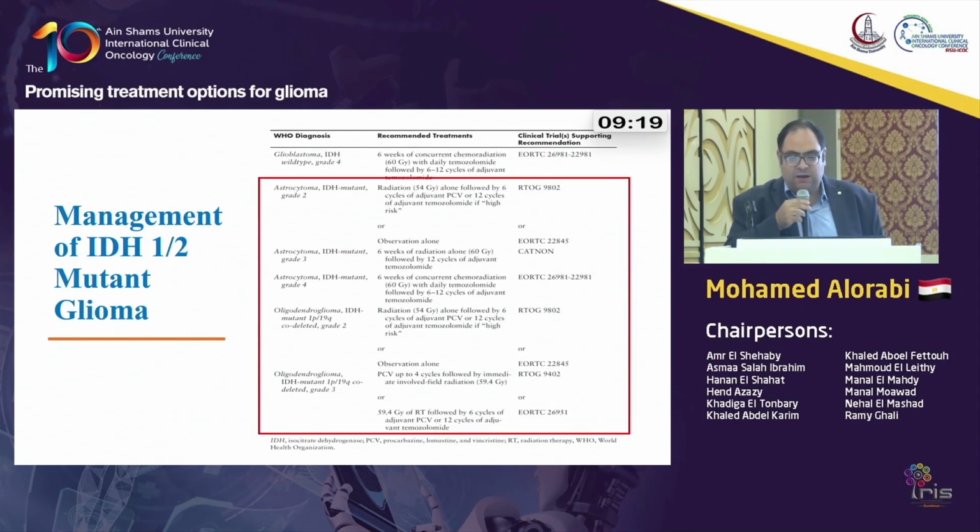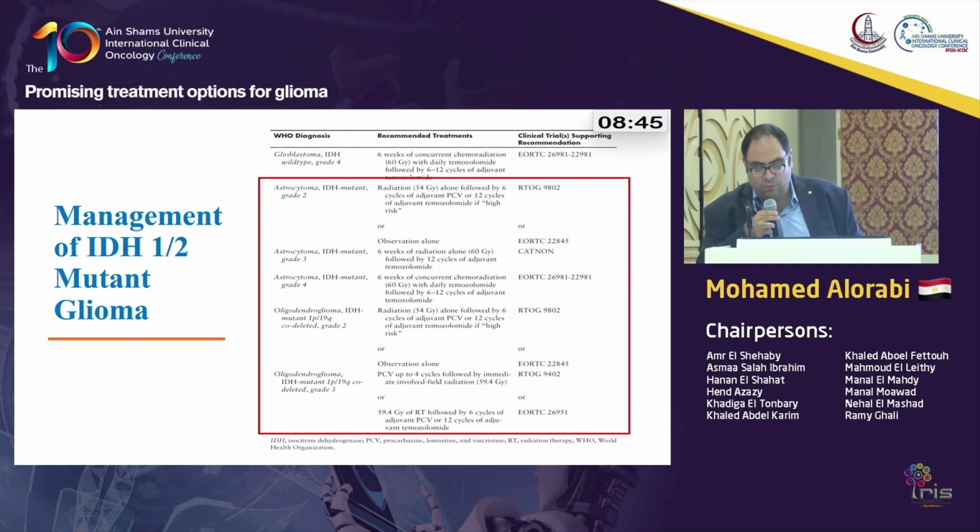Rapidly, this is the management of patients with IDH1 and 2 mutant glioma. For patients with astrocytoma IDH mutant, grade 2, options of treatment include radiotherapy alone, followed by 6 cycles of adjuvant PCV, or 12 cycles of temozolomide, or observation in selected cases. For astrocytoma IDH mutant, grade 3, we can give 6 weeks of radiation, followed by 12 cycles of adjuvant temozolomide. For patients with astrocytoma IDH mutant, grade 4, they are treated like glioblastoma, IDH wild type.